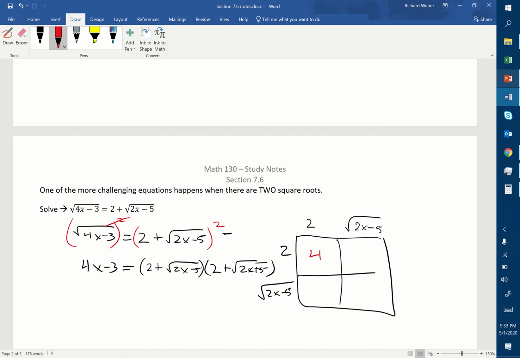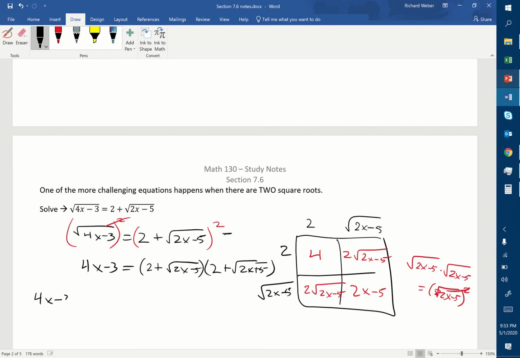2 times 2 is 4. 2 times the square root of 2x minus 5. And again, 2 times the square root of 2x minus 5. Well, what happens in the last one? They square. We're going to have square root of 2x minus 5 times the square root of 2x minus 5, which is the square root of 2x minus 5 squared. What happens? They cancel out, and you've got 2x minus 5. Okay. So we have 4x minus 3.